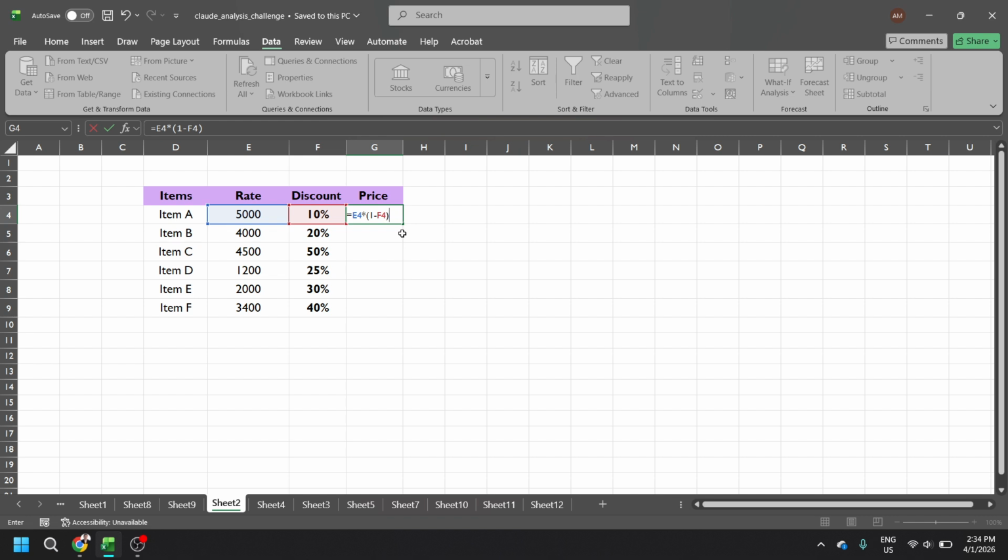Subtracting the discount tells Excel what fraction of the price remains after the reduction. Multiplying the original price by that remaining fraction gives you the final discounted amount. Before you press Enter, double-check how your discount is stored.